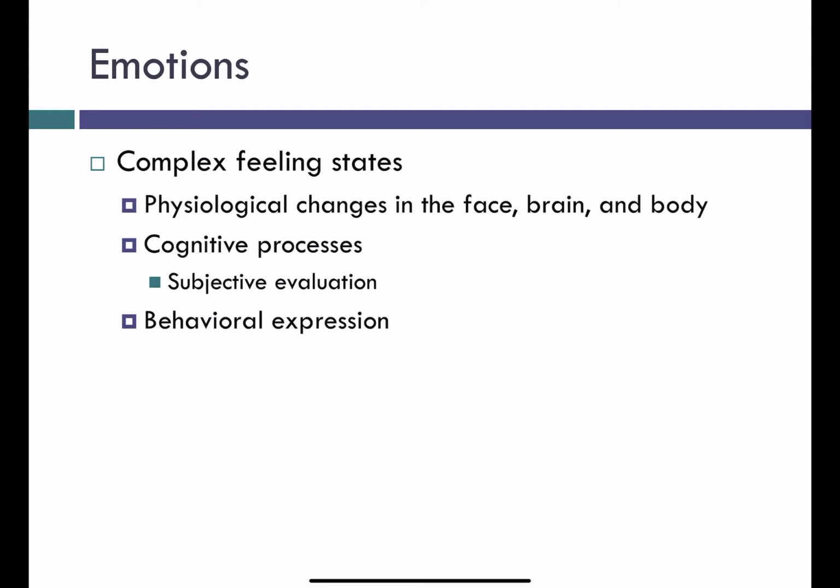Okay, next we're going to move on to emotions. And we define emotions as complex feeling states. Emotions cause physiological changes like bodily arousal, sympathetic nervous system arousal, but they also include cognitive processes. So how do we subjectively evaluate what's going on? How do we interpret it? And then also behavioral expression. So what do we actually do? Do we approach someone? Do we avoid them? Our emotions are going to influence that.